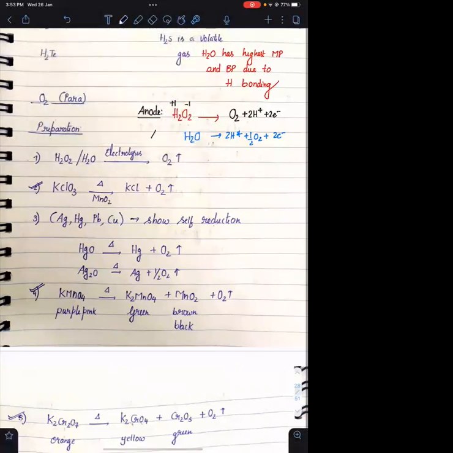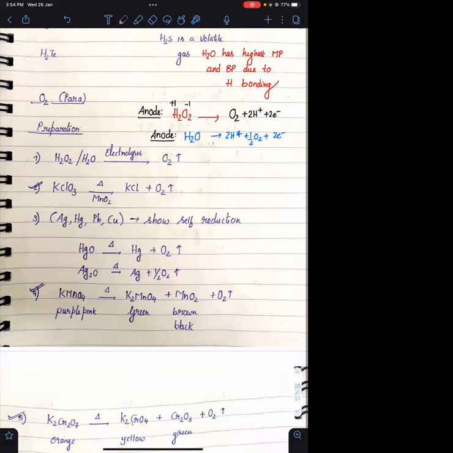Remember how I am writing the reactions. I am using some logic to write the reactions because we cannot remember all the reactions. So both of these, electrolysis of either H2O2 or electrolysis of H2O, will lead to the formation of O2, and the reaction is an oxidation reaction. You get O2 from oxidation. You can never get O2 by reduction. So these reactions will always happen at the anode.